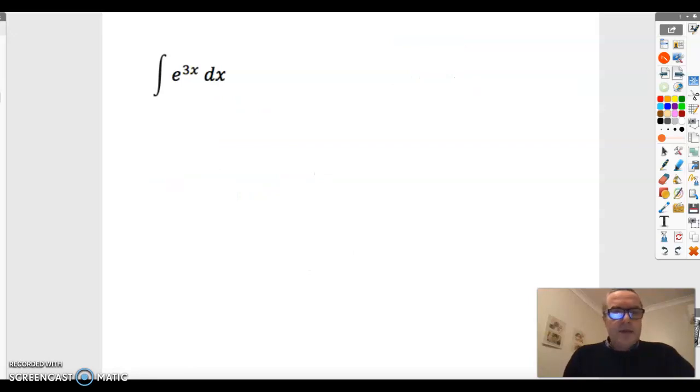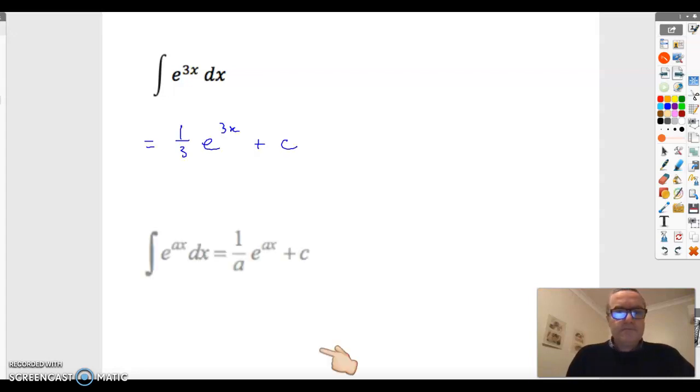Let's have a look at an exponential function. So the rule that we're using with this function, we've got an e to the ax type of expression. So our integral will be 1 over a, e to the ax. In this case, a is 3, so we've got 1 over 3, e to the 3x. Always include the constant of integration.